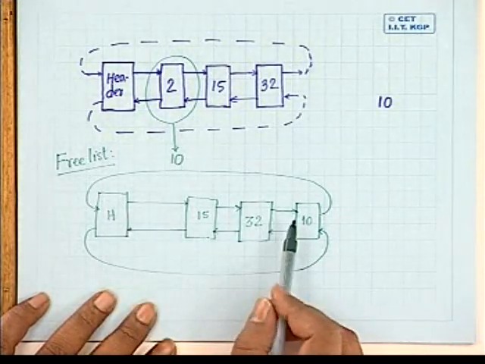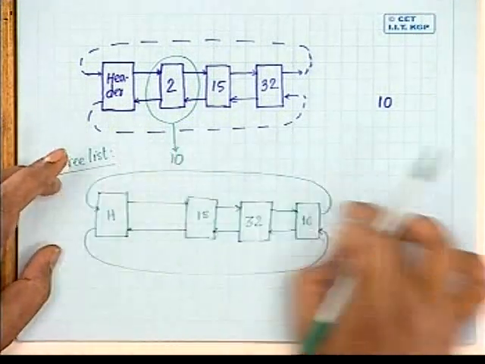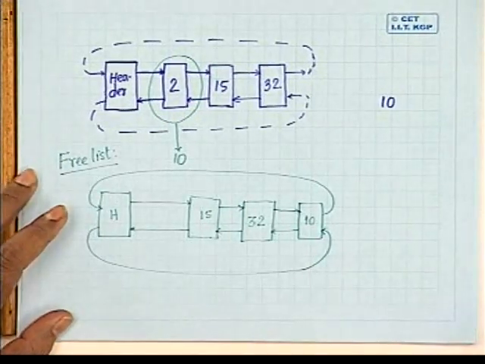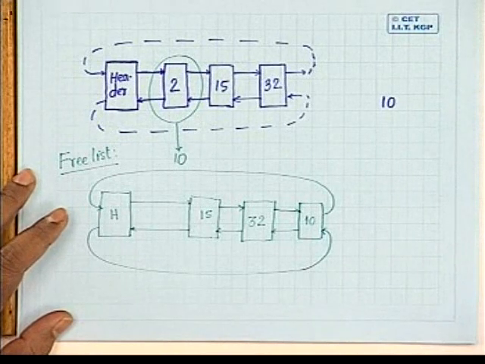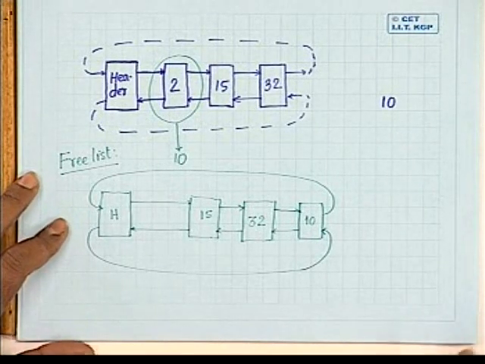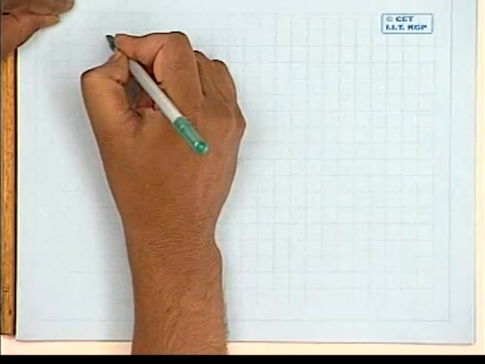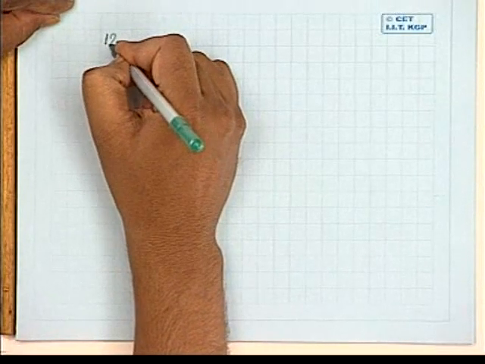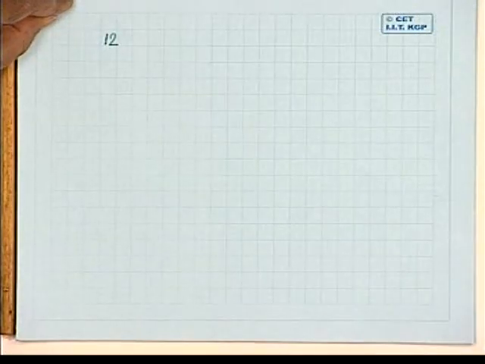So now I find that if I maintain all these buffers in a single doubly connected linked list, I may have thousands of buffers in the system. Now suppose some process wants to access a data block, say block number 12.